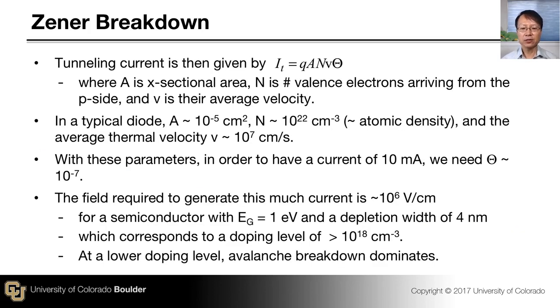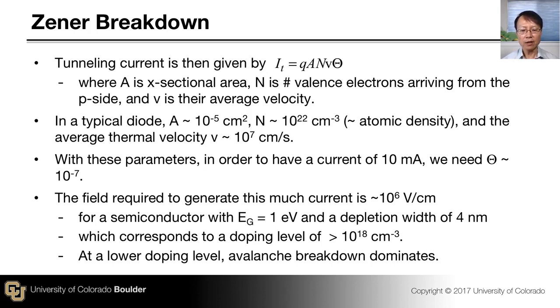Just to give you some idea, let's consider the tunneling current. The total current is given by the electronic charge, cross-sectional area, and the number of valence band electrons. Now this capital N is not the conduction band electrons that we are familiar with. It is the valence band electrons. So this is close to the atomic density, a very large number, and the V here is the thermal velocity, the average velocity, and the capital theta at the end is the tunneling probability we just calculated in the previous slide.